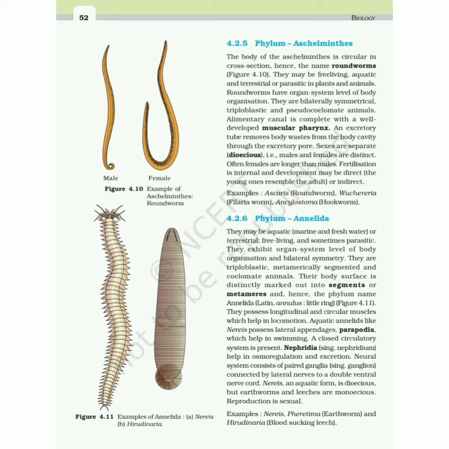Figure 4.11 examples of Annelida: A, Nereis; B, Hirudinaria. Male, female. Figure 4.10 example of Aschelminthes: Roundworm.